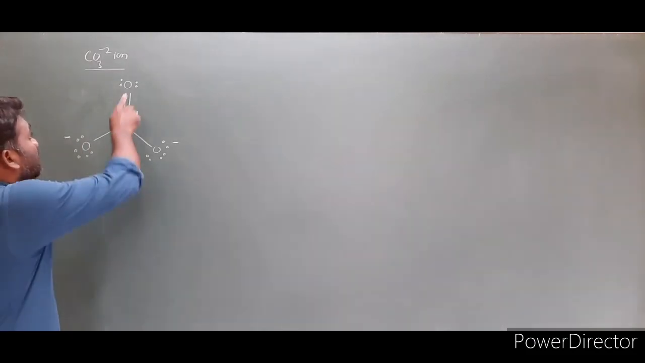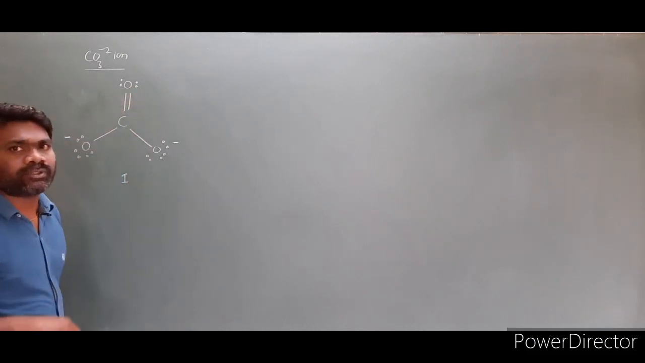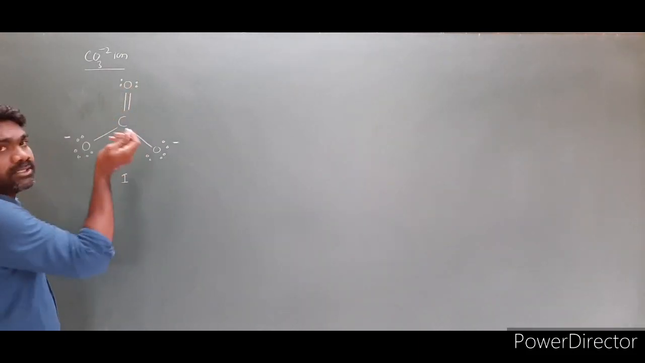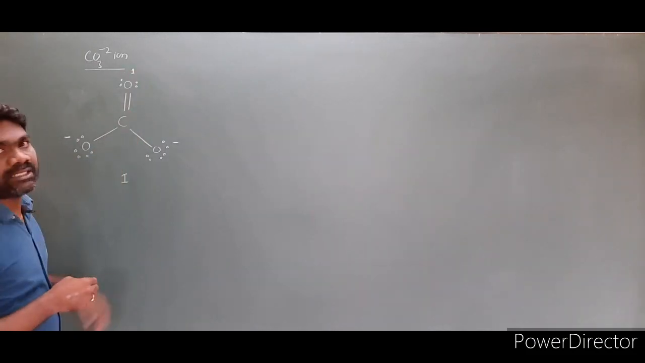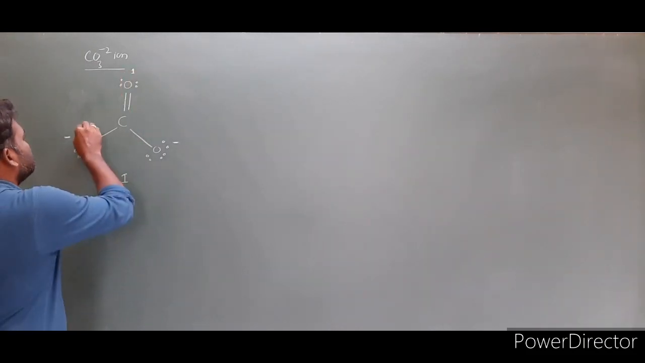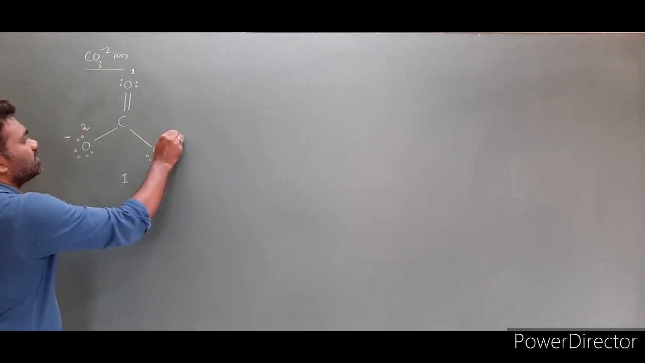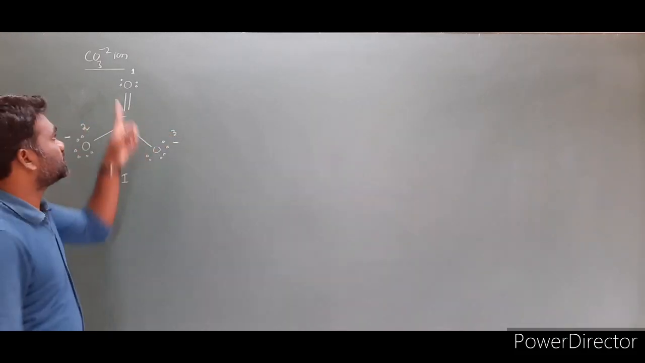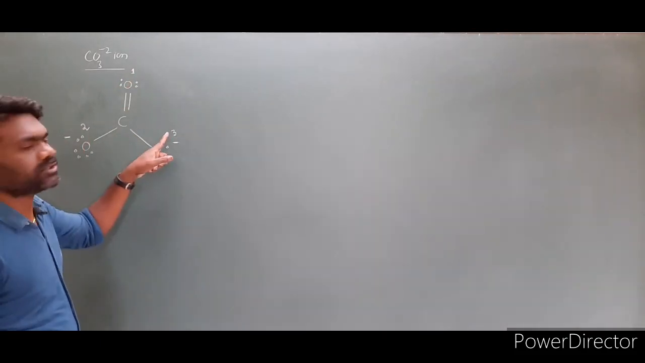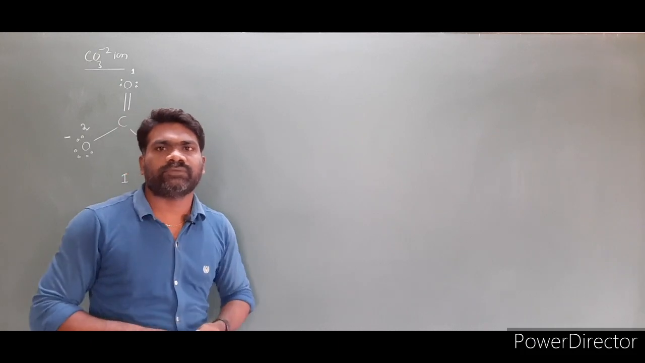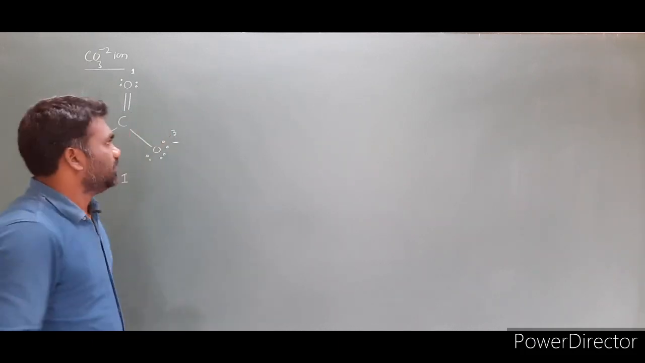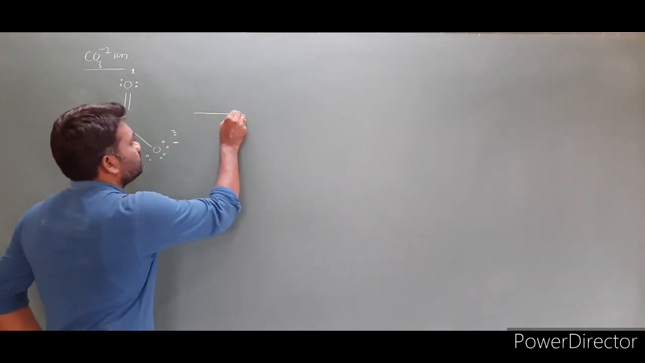Next, these are the 3 different oxygens. To differentiate the oxygens, I am giving them numbering. So this oxygen is labeled as 1, this oxygen I am labeling as 2, and this oxygen I am labeling as 3. First oxygen, second oxygen, this is the third oxygen. This is structure number 1 for the CO3 2 minus ion. Clear?